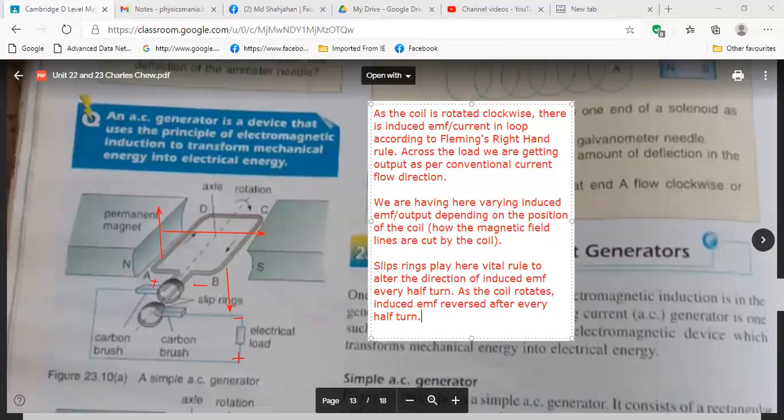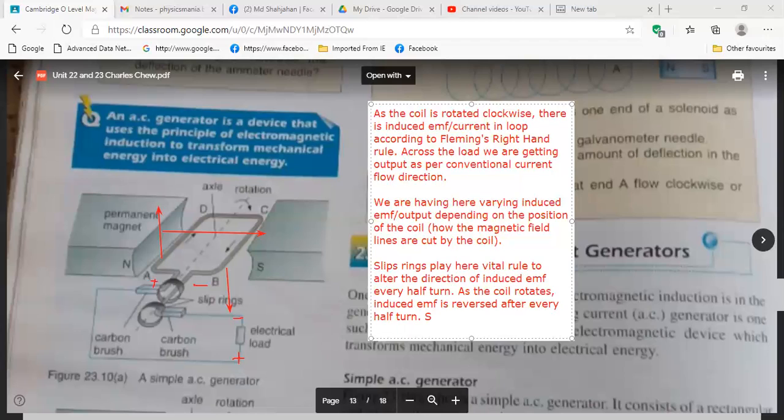The induced EMF is reversed after every half turn. Okay. It's clear to you? This description is clear to you? Hello. Yes, sir. Yes, sir.